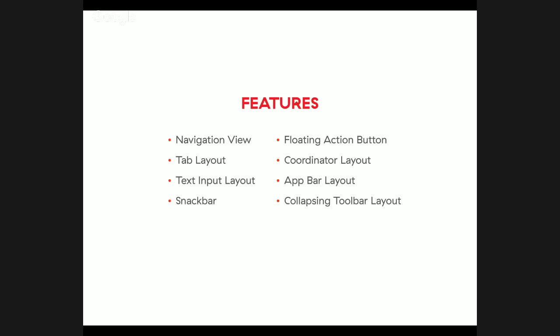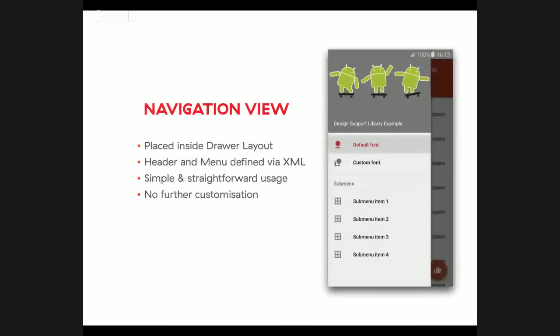This slide here should act like a table of contents. Here I've listed all the components available in the design library. We'll go through each one of them and show you how they work and how you can use them in your applications. So let's get started. The first one is the navigation view. It's usually placed inside the drawer layout, which is a common Android pattern that slides in from the left and acts like the main navigation component of the application.